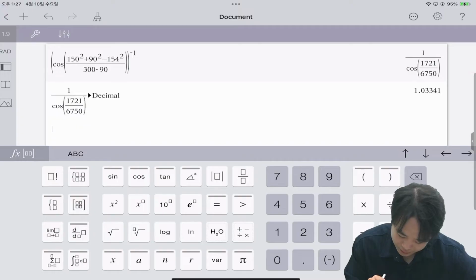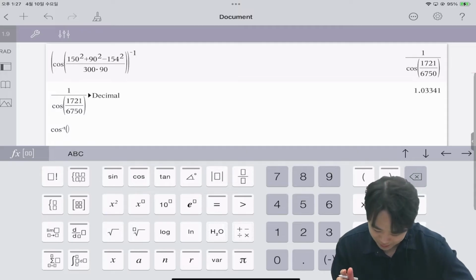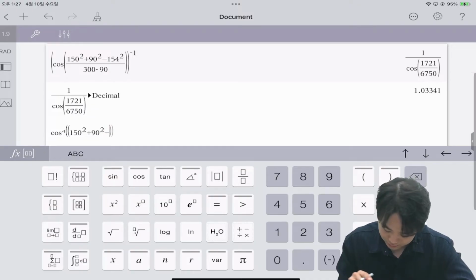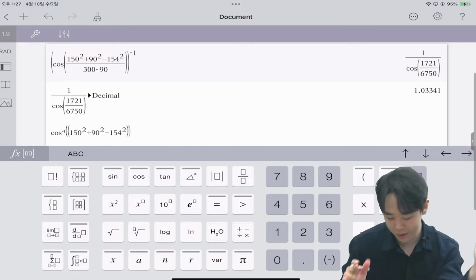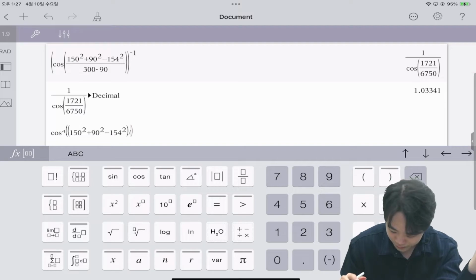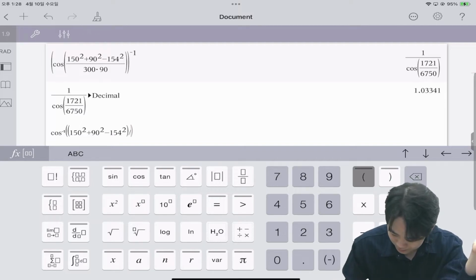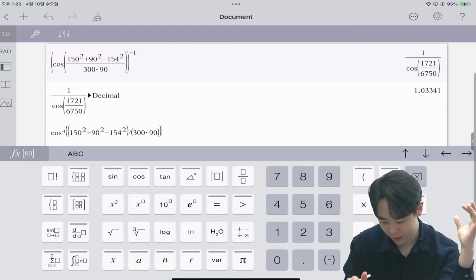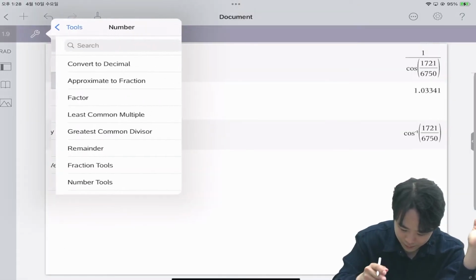You can hit shift cosine, or for me, if you just hover over here, we have cosine inverse. And in goes the numerator and denominator. For the numerator, we have 150 squared plus 90 squared minus 154 squared. Then I want to close my brackets because I want to do this all together. And then I want to divide by the denominator all at once. I would just put brackets just in case: 300 times 90, close brackets. So I'm taking the cosine inverse of this whole thing in order.